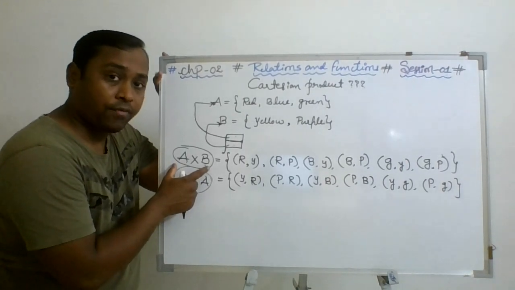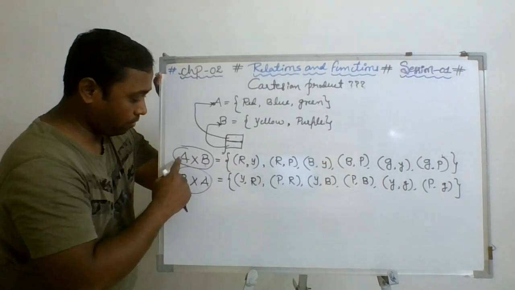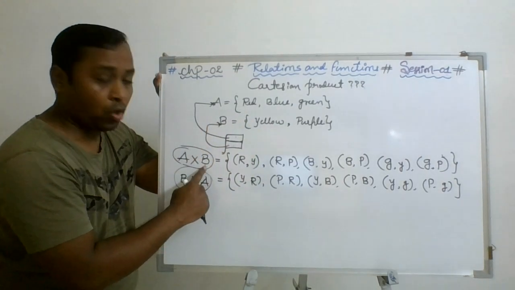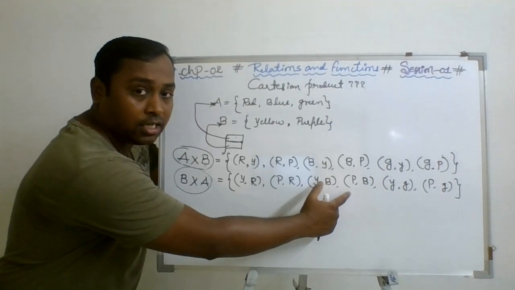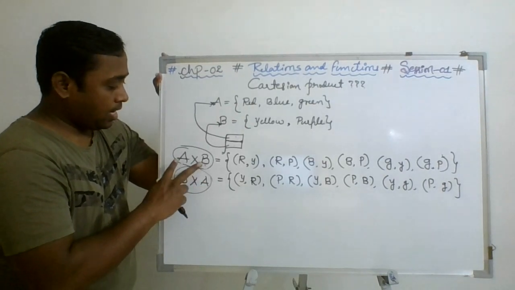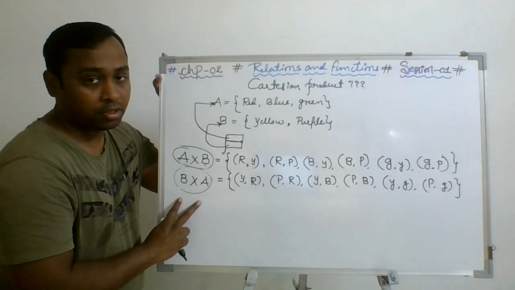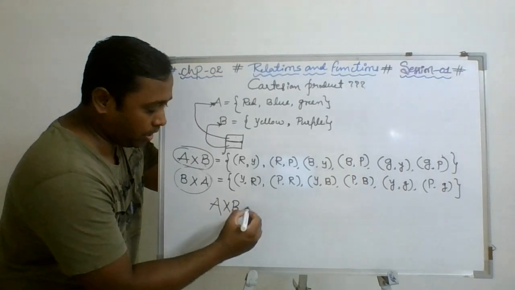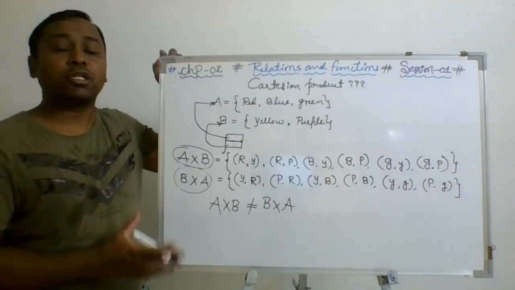Hence, from A cross B, the first element, that is the x element, of each ordered pair belongs to set A, and the second element of each ordered pair belongs to set B. Similarly, from B cross A, the first color belongs to set B and the second color belongs to set A. Hence, A cross B gives different color combinations than B cross A. So the Cartesian product of A with B is not generally equal to the Cartesian product of B with A.